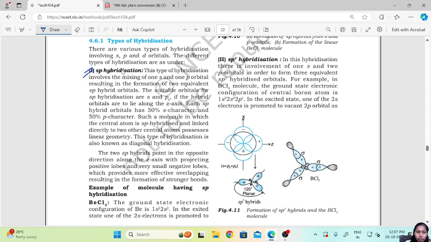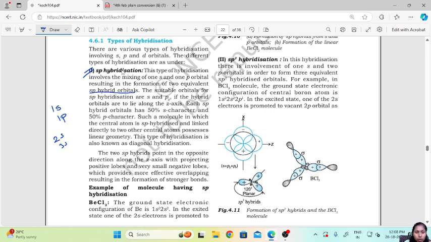This type of hybridization involves the mixing of one s and one p orbital. This can be of any energy level. It can be 2s, 3s, any energy level, but only one s orbital and one p orbital is involved in the process of sp hybridization, giving you an sp hybrid orbital.